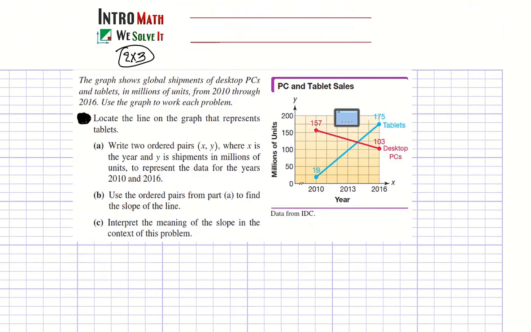Okay, look at the next problem. It says this graph shows global shipments of desktop PCs and tablets in millions of units from 2010 through 2016.